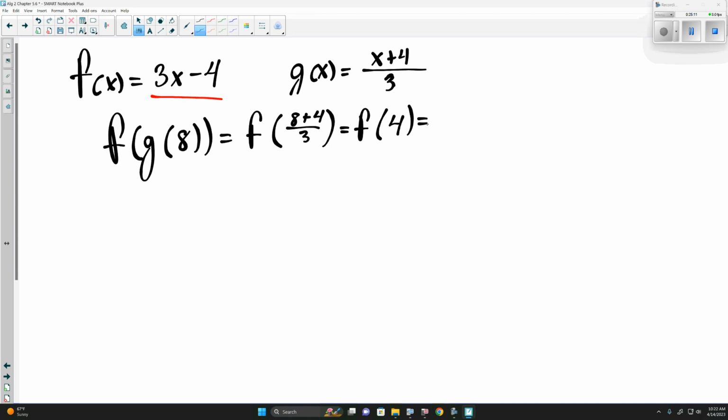I just picked 8 randomly. I didn't actually check to see if that would simplify nicely. But now we can plug 4 into f of x. I actually didn't know what the answer was before we were starting this. Because 3 times 4 is? 12 minus 4 is?